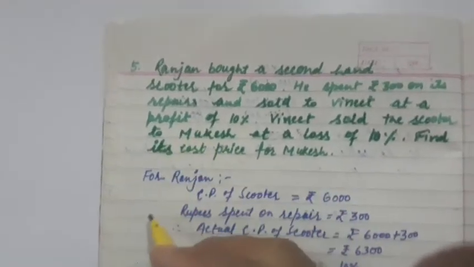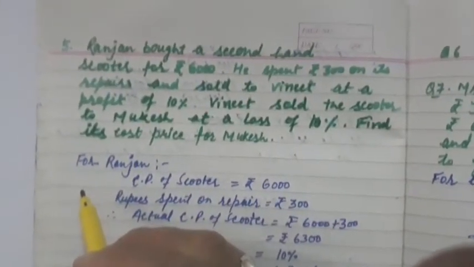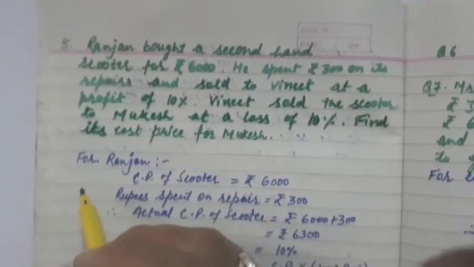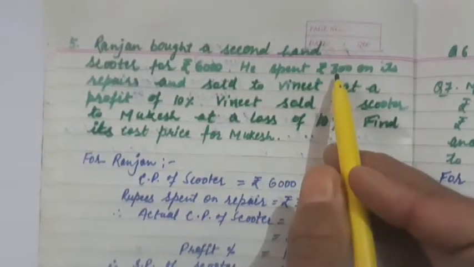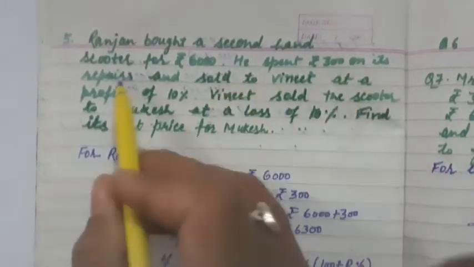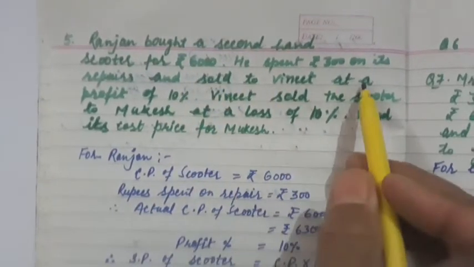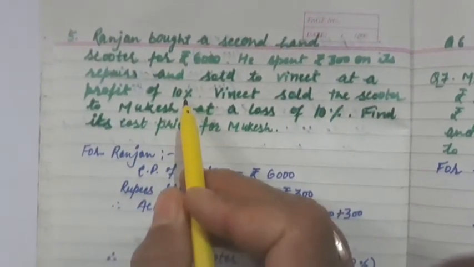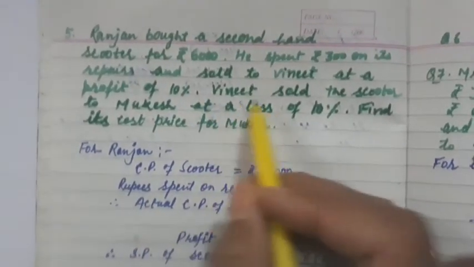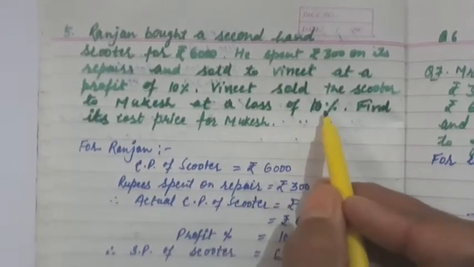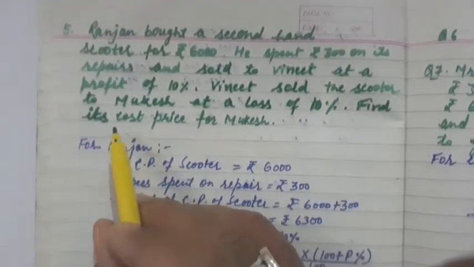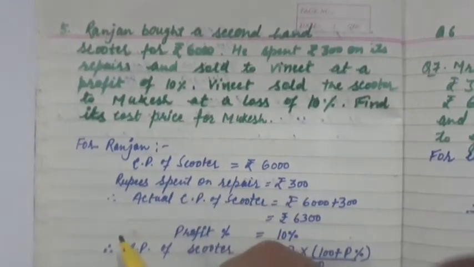In this way we have to solve this question. The next question, question number 5. Question number 5 is the same as before. In this question we have to find the CP or SP when profit percent or loss percent is given. Ranjan bought a second hand scooter for rupees 6000. He spent 300 rupees on its repair and sold it to Vineet at a profit of 10%. Vineet sold this scooter to Mukesh at a loss of 10%. Find the cost price of scooter for Mukesh.